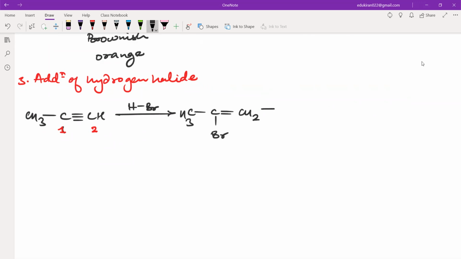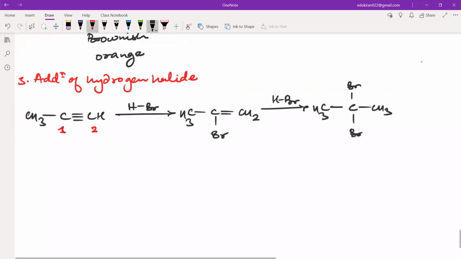Then again, if I react this with HBr, then what will I be getting? I will be getting CH3. Again, the bromine will attach on that carbon which has less number of hydrogen, so it will attach on the same carbon. Yes or no? Tell me. Any problem? Yes, guys. Any problem here? No, sir. Okay. Fourth.